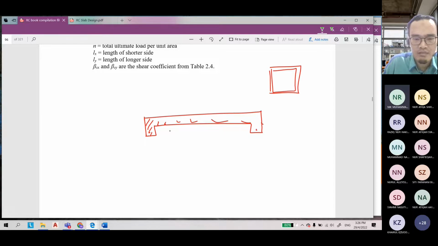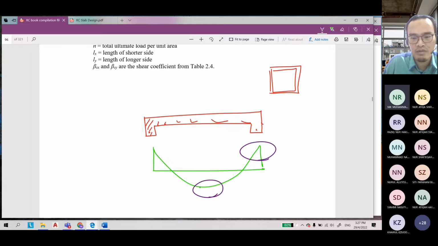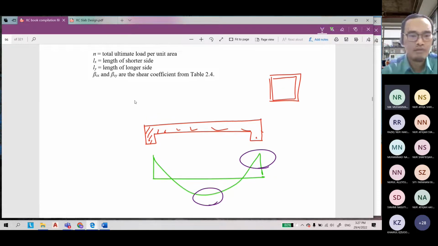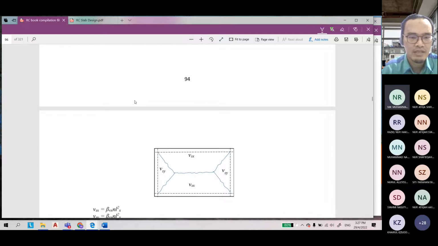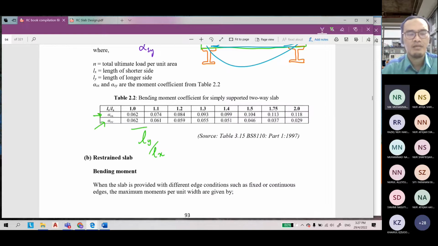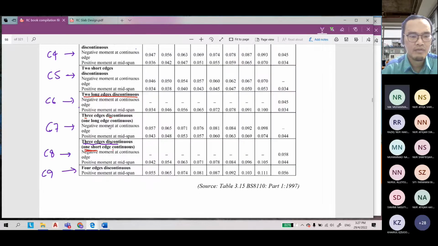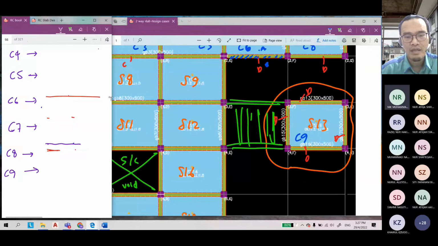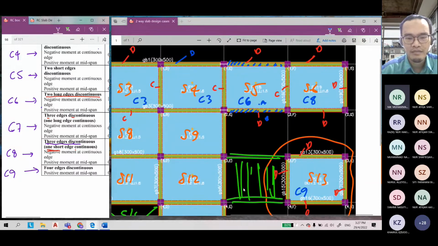This is the bending moment. You have moment at the top. You have bending moment here at the top and at the bottom. So you cannot refer to this table, but you refer to this table, where you refer to case number 9. Please be careful.